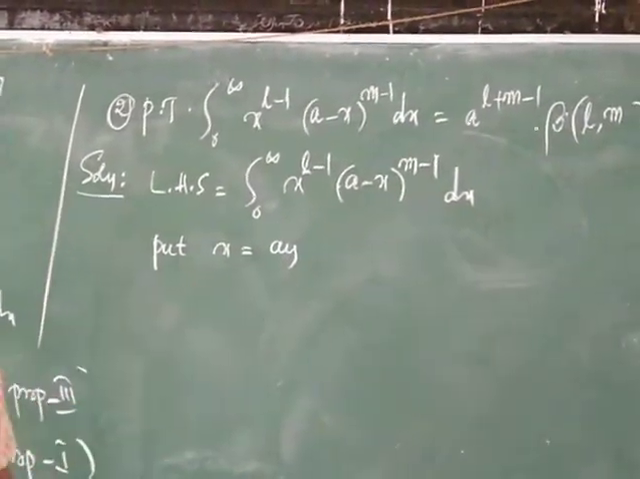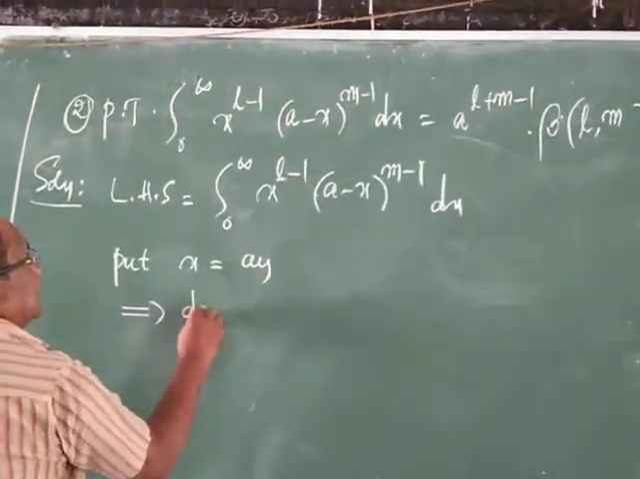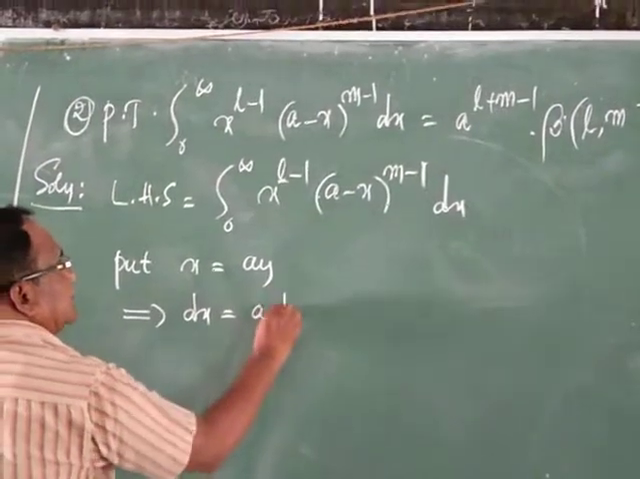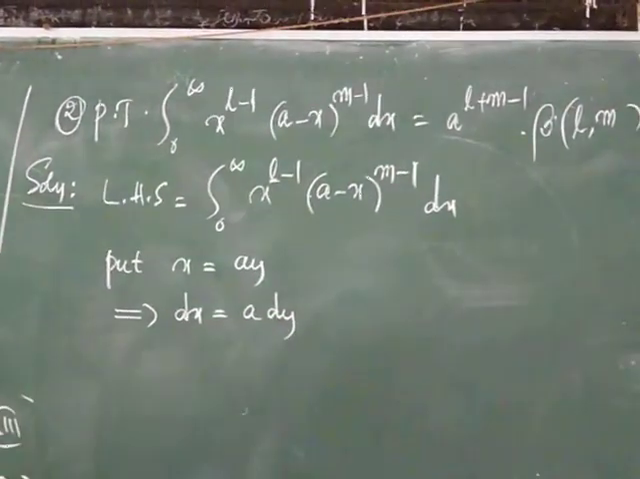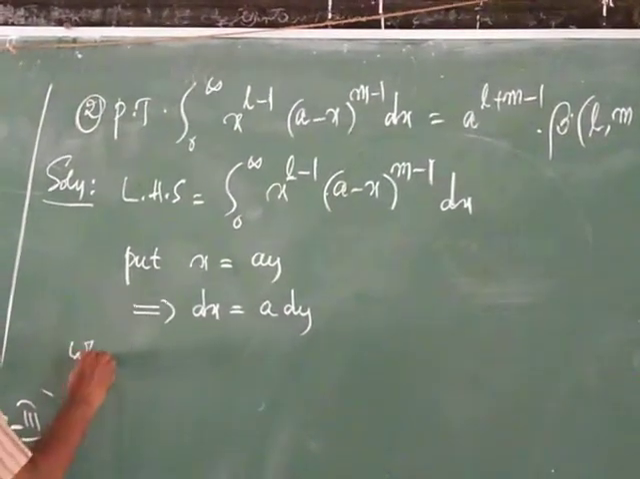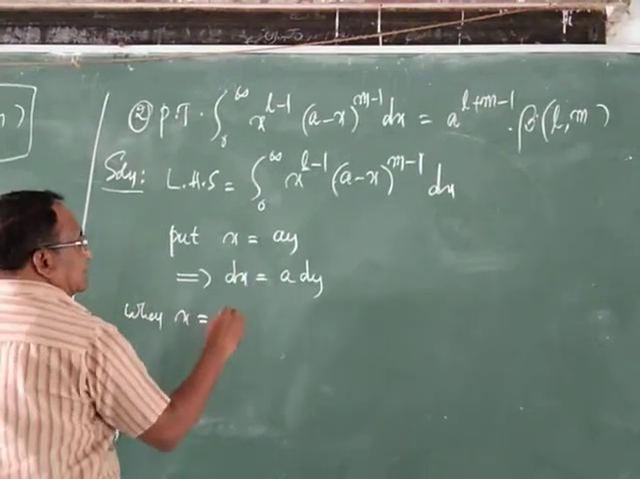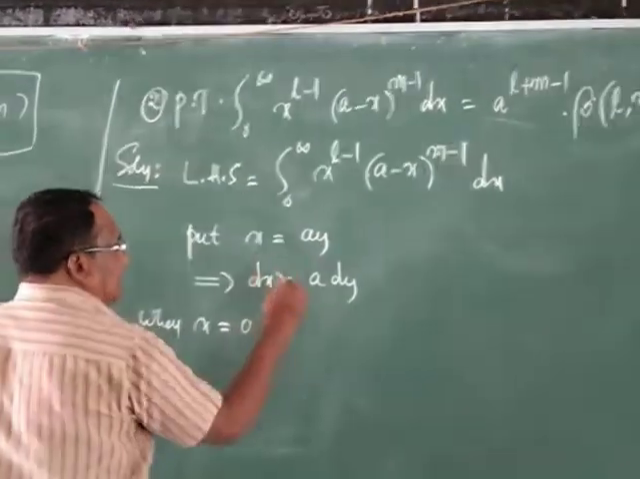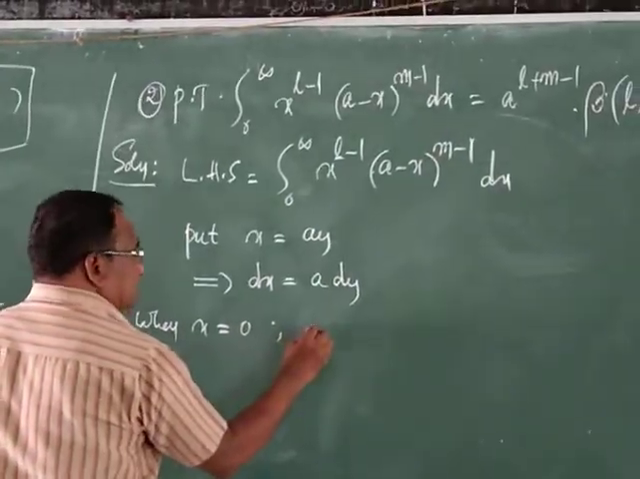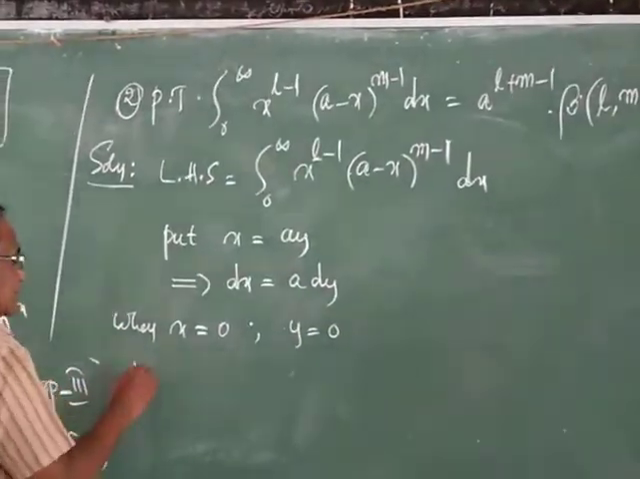Put x is equal to ay here. This implies that dx is equal to a into dy. And you check the limits. When x is equal to 0, lower limit, what is your y? Ay is equal to 0. This is a constant, it cannot be equal to 0. Therefore, y is equal to 0.